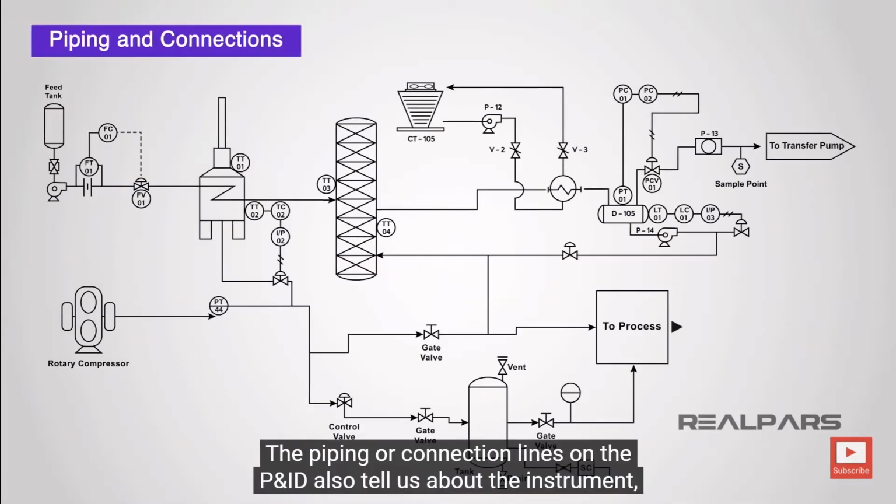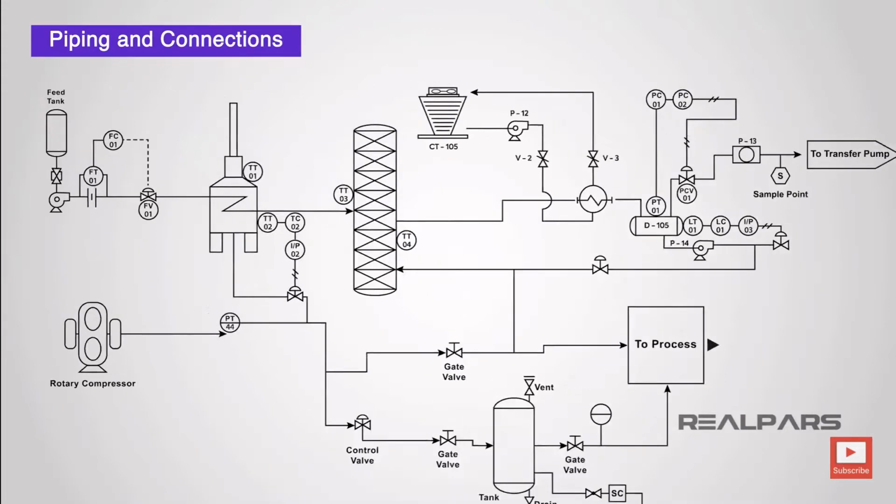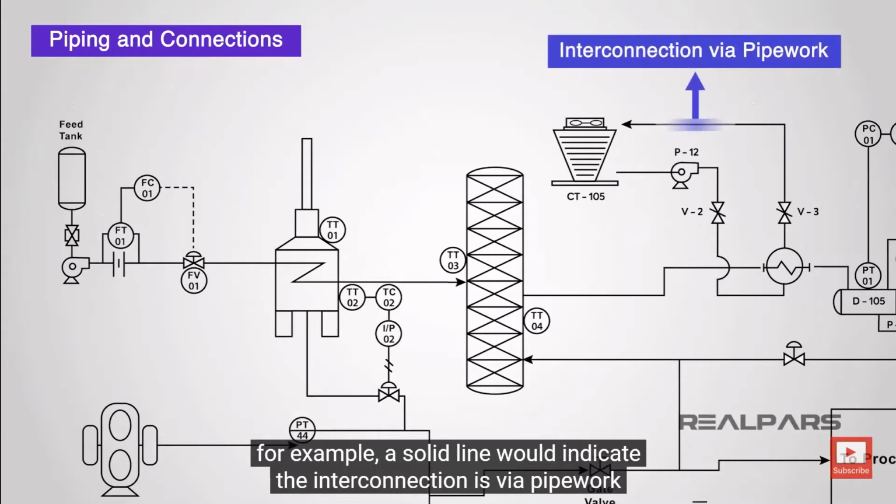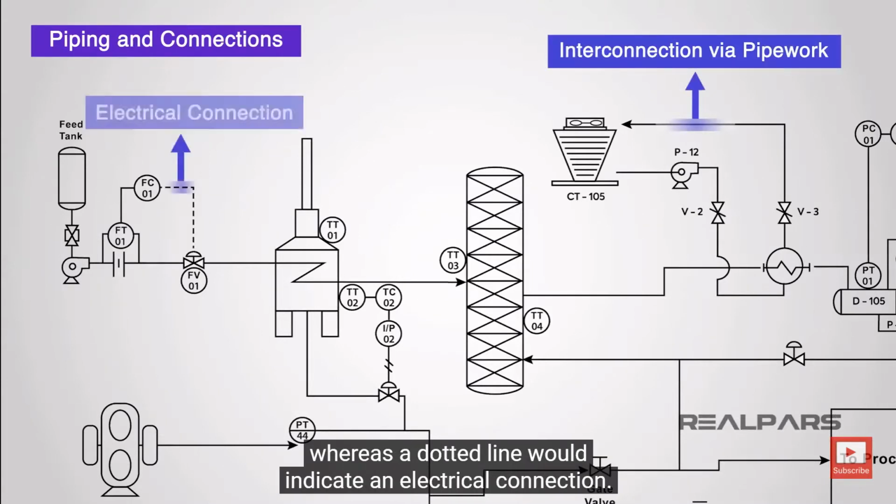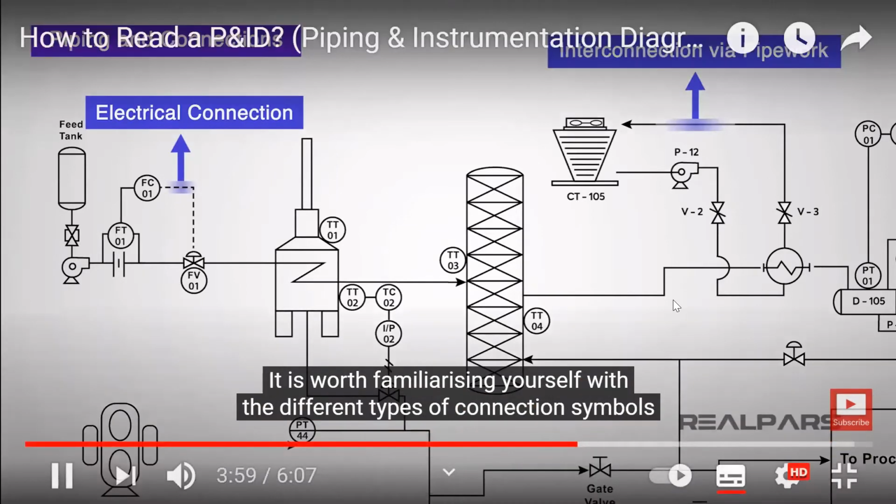The piping or connection lines on the P&ID also tell us about the instrument. For example, a solid line would indicate the interconnection is via pipework, whereas a dotted line would indicate an electrical connection. It is worth... Let's stop here.